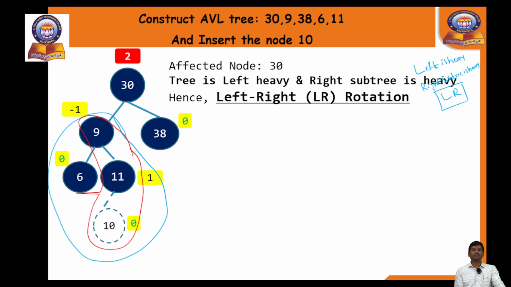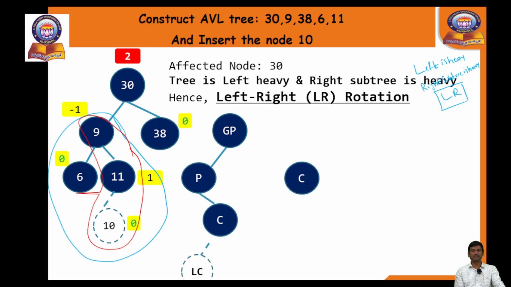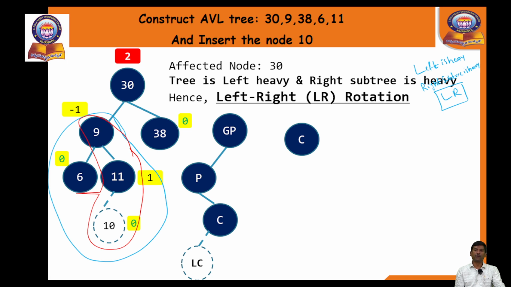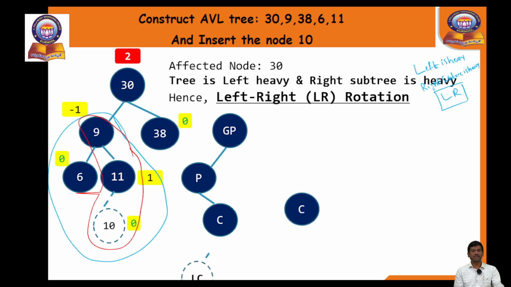So here you need to perform the LR rotation. So GP, P and similarly C, and according to this example, node 10 is being attached to the left of node 11. So how does this tree look? The same thing: GP, that is node 30, P, that is node 9, and C, that is node 11, and 10 is the left child.